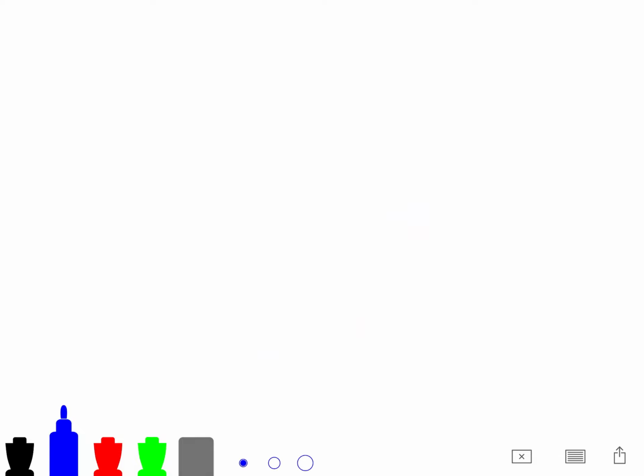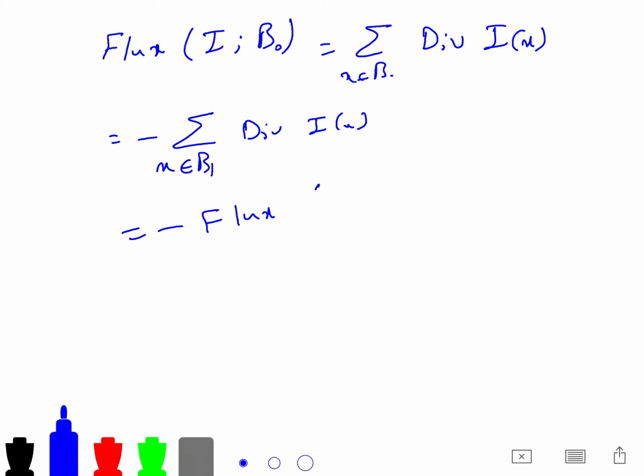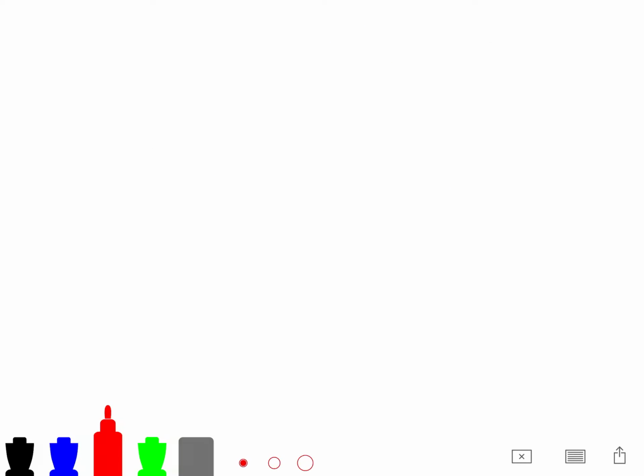So I was saying that the net current flow between B0 and B1 is called the flux of I. And that is the summation of divergence over x in B0, which is minus the divergence of I of x, x in B1. And this is minus the flux of I, just the definition of flux, of B1. So these things we may need.